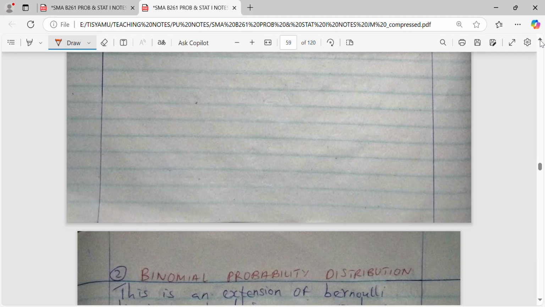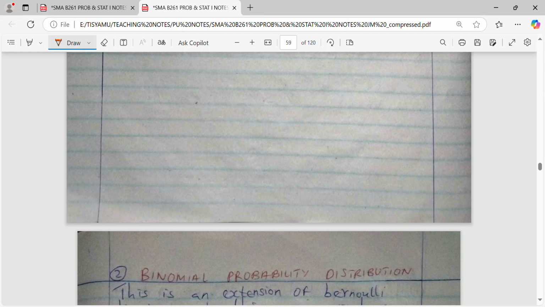With that, we are done with Bernoulli distribution. So we want now to extend this one to binomial probability distribution. Binomial probability distribution is just the extension of Bernoulli. In this case, for each trial, we are going to have two possibilities, either a success or a failure. And therefore, we are going to do those trials n times.